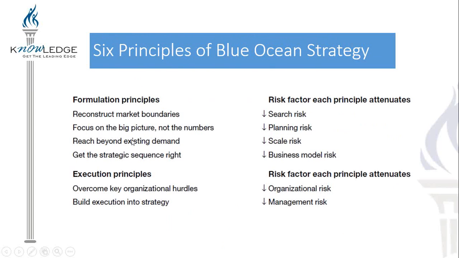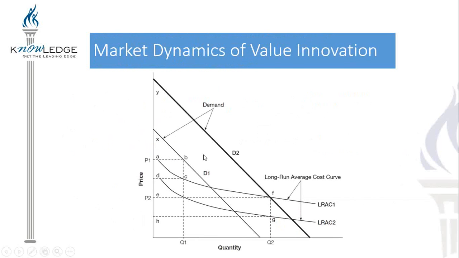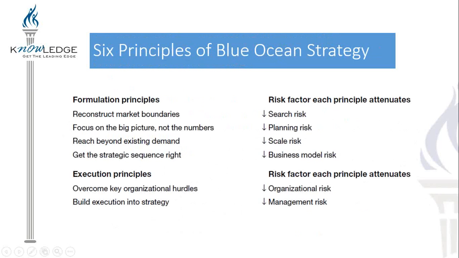Then we talk about reaching beyond your existing demand. Once you reach beyond your existing demand, you are reducing your scale risk. You are reaching a demand that was not there before. If you see this graph, you have reached beyond your existing demand. Your existing demand was D1, while by reducing your price, you are able to sell quantity Q2. And in doing so, you have not reduced the consumer surplus, rather you have increased it. And finally, we talk about getting the strategic sequence right, and through this, you can reduce your business model risk.